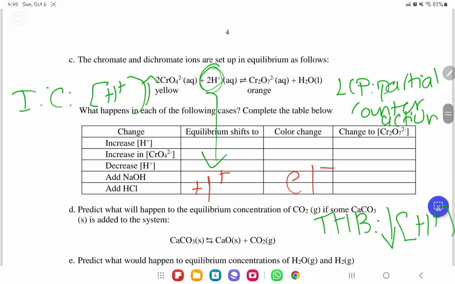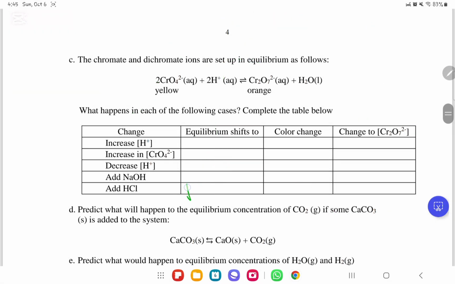To decrease the concentration of H+, we're going to have to give some of it to the products. So the reactants are giving to the products. It will shift forward or to the right. So now our final answer is that the equilibrium shifts forward or to the right. The color change will become orange, and the concentration of Cr2O7 2- will increase. So that was for part C.